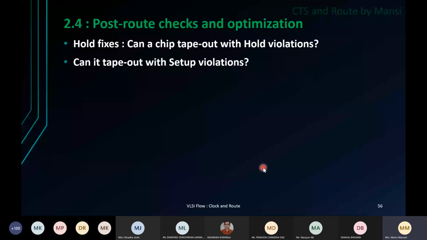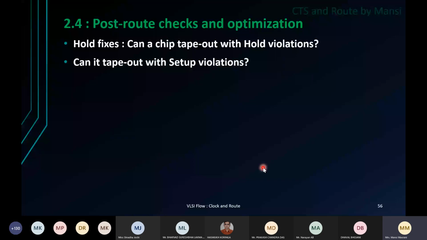Correct. And what happens if I tape it out with setup violations? I will not have hold violations, but what if I tape out with setup? There may be delays. Correct. So yesterday we saw in the DFT session that you are not supposed to throw out the chips which are not exactly working at 1.5 gigahertz, if that is what is meant.